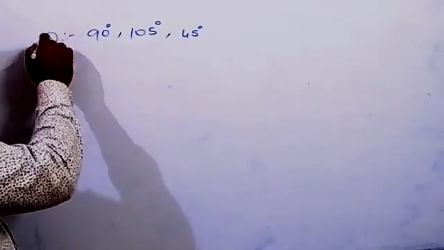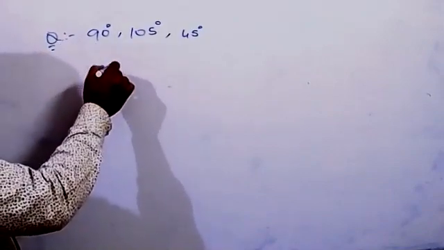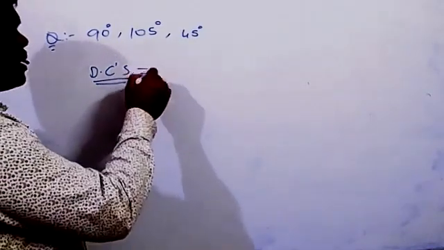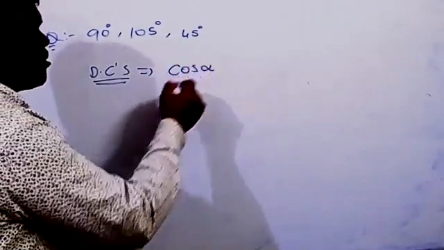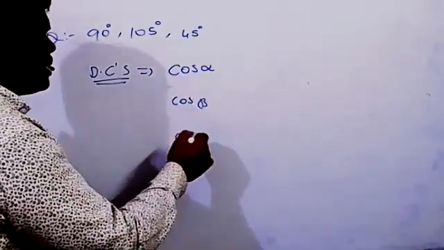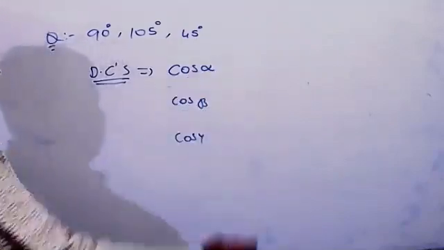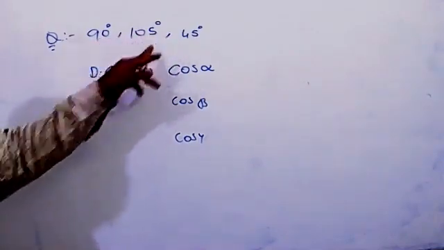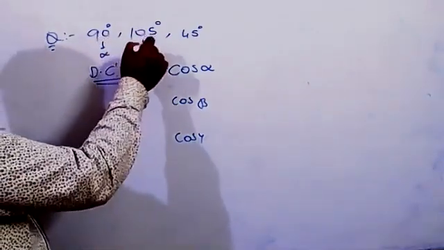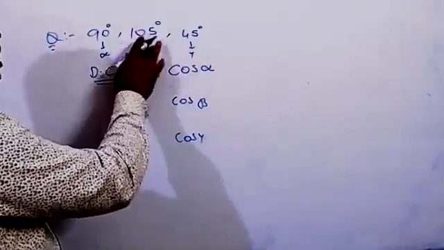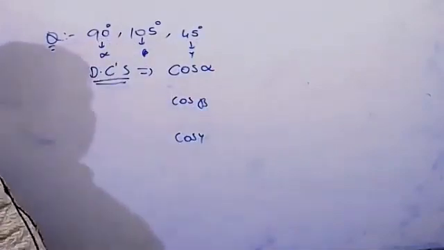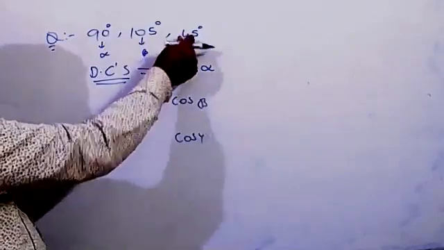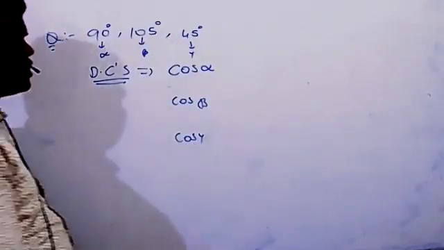In this case we need to find the direction cosines. As I told you very clearly, the direction cosines are cos alpha, cos beta, and cos gamma. These three we call the direction cosines. Whatever the given angles are, these three angles are alpha, beta, and gamma. So alpha equals 90, beta equals 105, and gamma equals 45. Substituting, what do you get? Tell me now.